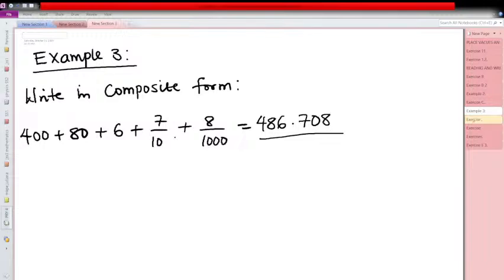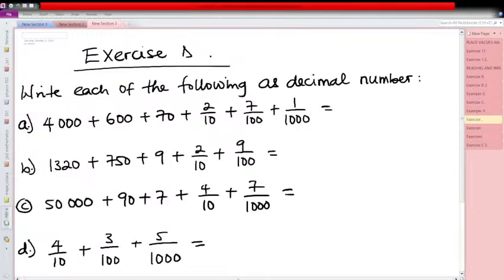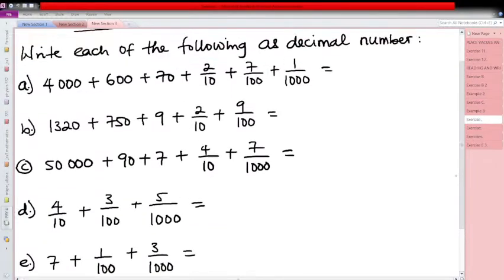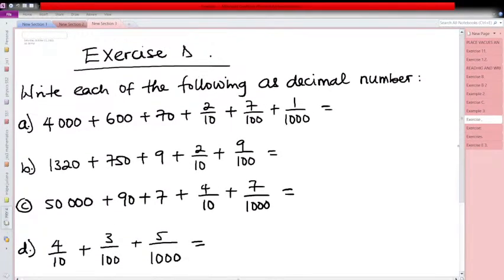So I would like you to do this. You have to write each of the following as decimal numbers. This is what I have just done. So I'm going to screenshot it and send to you. You are going to do it and then send it back to me as assignment.